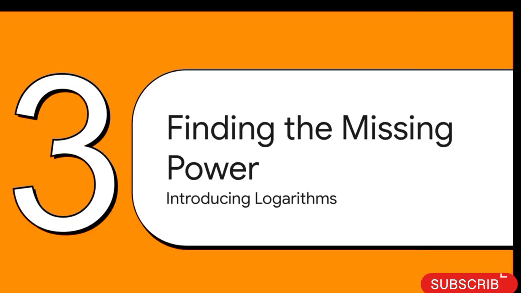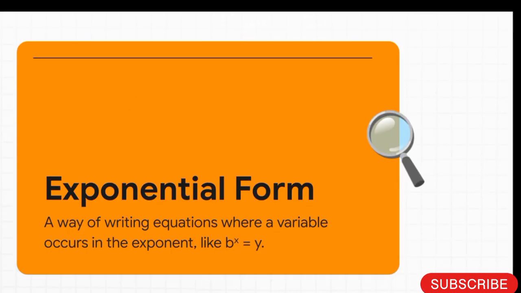So, we've gotten pretty good at building numbers up using these powers. But what if we need to go the other way? What if we need to work backwards? What happens when the power, the exponent itself, is the missing piece of the puzzle? Up to now, we've been dealing with equations that look like this, right? You've got a base number, you raise it to an exponent, and that gives you an answer. This setup has a name.